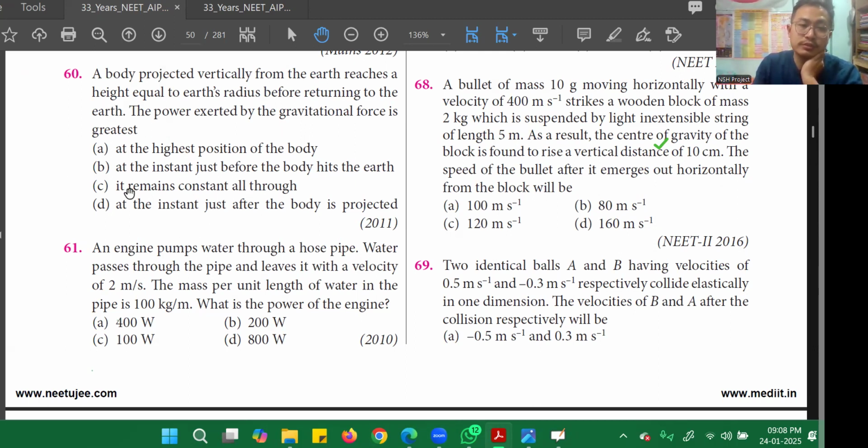Question number 60, 61. A body projected vertically from the earth reaches a height equal to earth's radius.